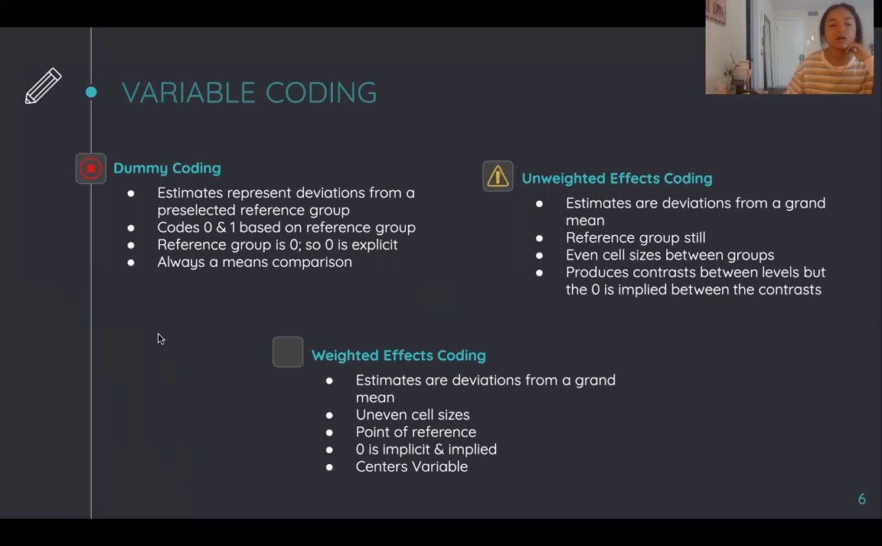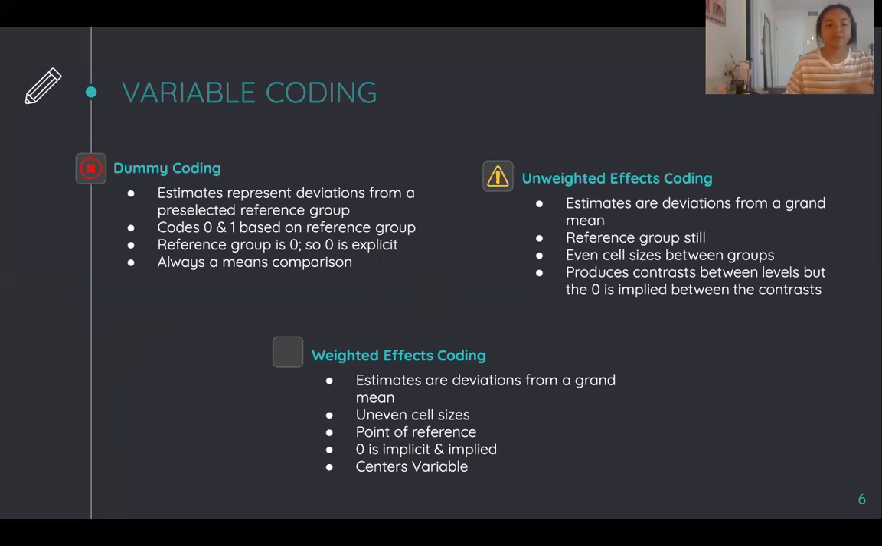We can look into unweighted effects coding next. In unweighted effects coding, estimates use the grand mean, but the process allows for similar comparisons to the dummy coding scheme, but there is still a reference group. This produces contrasts between levels, but the 0 is implied. However, we have an uneven number of teams who participated in our research, meaning we have unequal cell sizes.